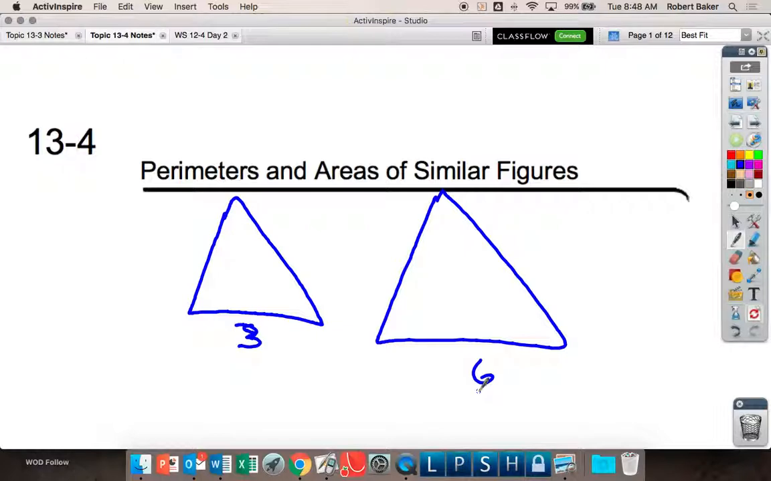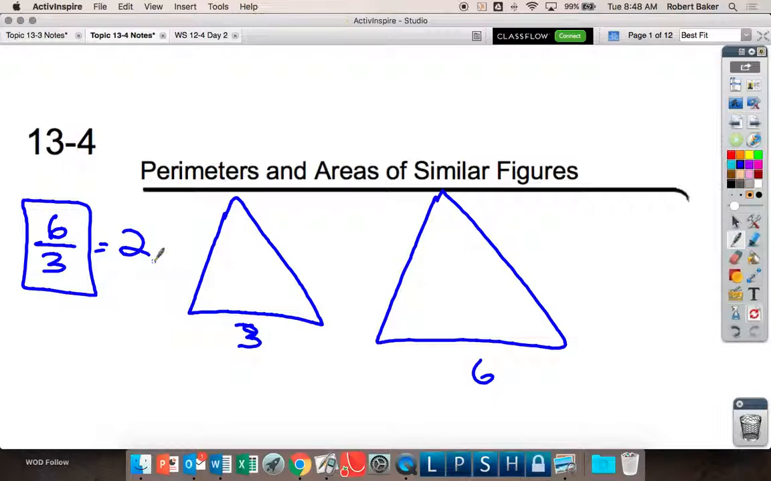Remember how to do that? Like set up a proportion. So if I did base over base, the proportion would be 6 over 3. And that is like your scale factor. So how do you get from 3 to 6? Multiply by 2. So your scale factor is 6 over 3, aka 2. We were doing base over base.